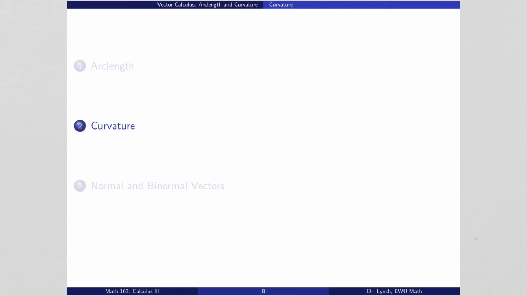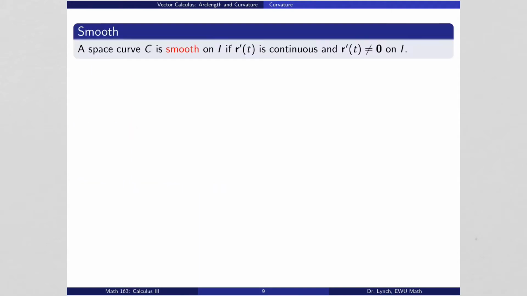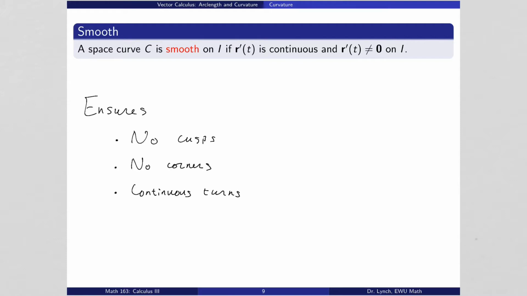Okay, move on with the discussion of a new concept called curvature. So we say that a space curve C is smooth on some interval I if its derivative r prime is continuous and r prime isn't 0. Essentially what this does is just ensure that there are no cusps, no corners, that everything makes a nice continuous turn. Okay, so these are the kind of curves we're dealing with, so-called smooth space curves.